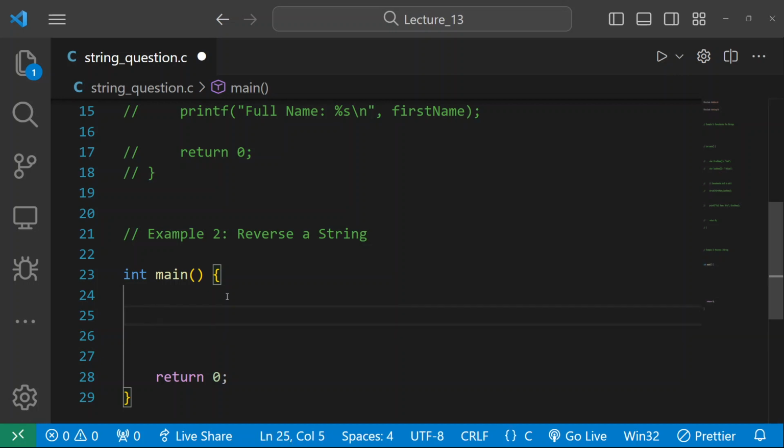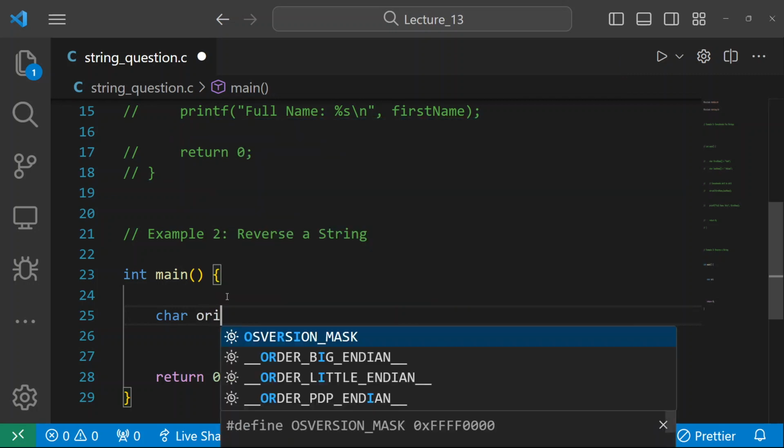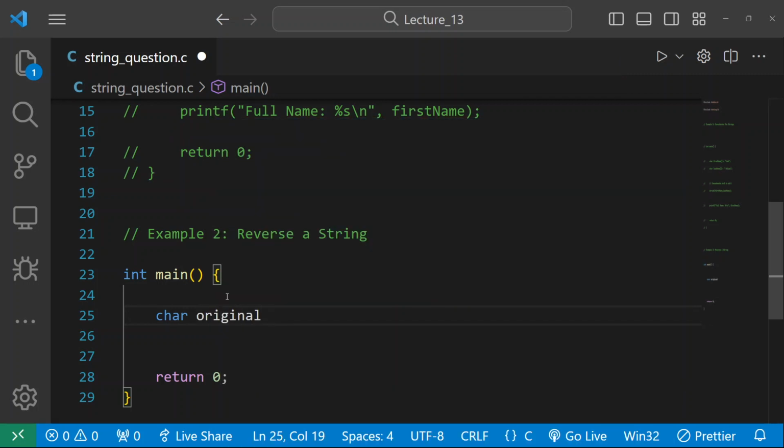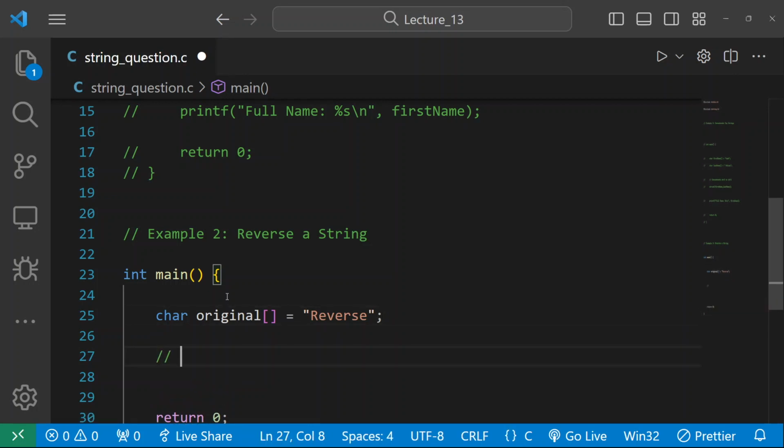Let me take an original string, naming the variable original, and here I will be writing a reverse word itself. I've written reverse word simply, and my task is to reverse the string. So there is a function for it.